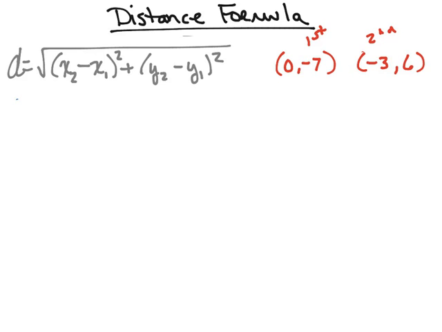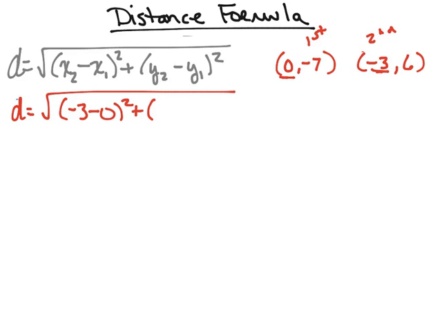Alright, let's do one more example. I've got the 2 points 0, negative 7 and negative 3, 6. And what I want to do is find the distance between these 2 points. So let's start by plugging in some values into the formula. For x2, we're going to plug in the second x. The second x is a negative 3. We're going to subtract the first x, and the first x is a 0. Now we'll do the same thing with the y's. The second y is a 6. Subtract that first y. The first y is a negative 7. So there's my values plugged into the formula.